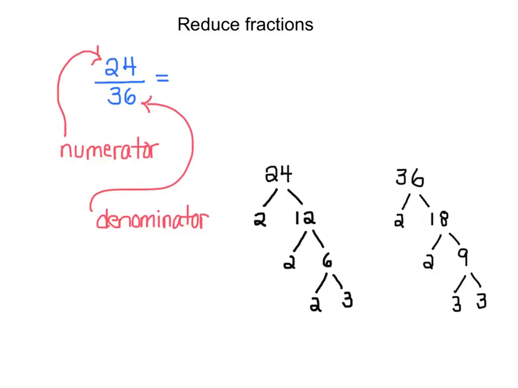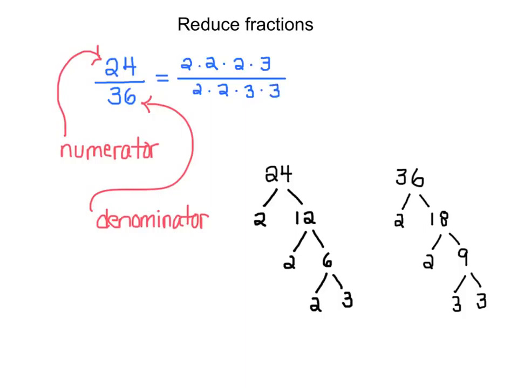So let's go ahead up to our fraction and let's put what 24 is equal to. It's equal to 2 times 2 times 2 times 3, and 36 is equal to 2 times 2 times 3 times 3.